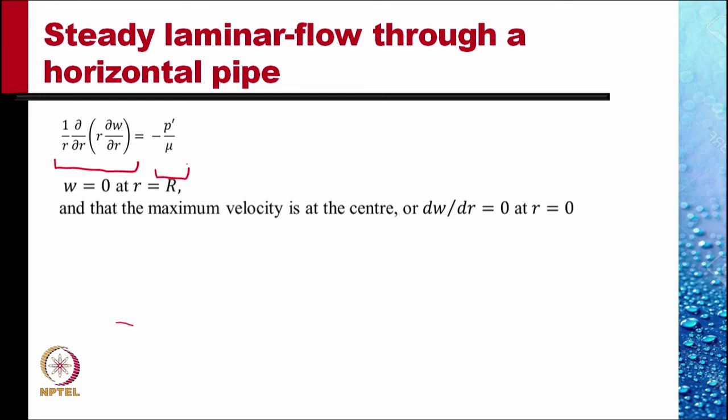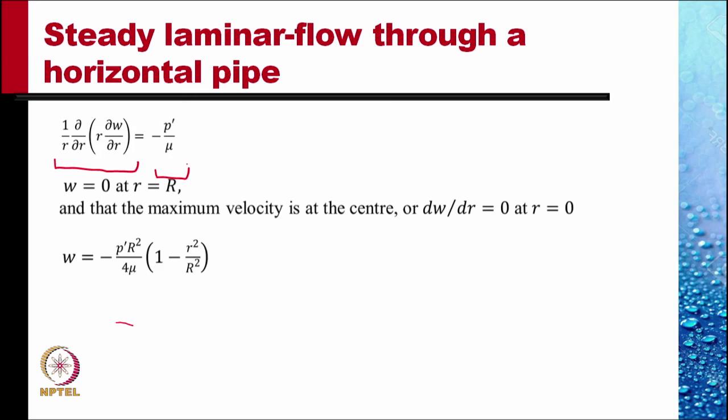This has to be solved with the boundary condition w equal to 0 at r equal to capital R, the no slip condition. At the cylindrical wall, the velocity should be 0, and the maximum velocity is at the center of the pipe, that is dw by dr is 0 at r equal to 0. With these two conditions, if we solve this equation, we get the parabolic velocity profile. W is equal to minus p prime R square by 4 mu into 1 minus r square by capital R square, where capital R is the radius of the pipe.